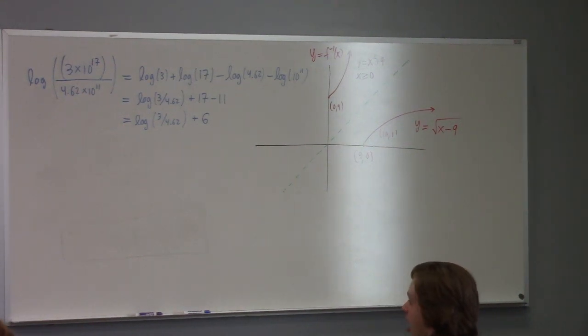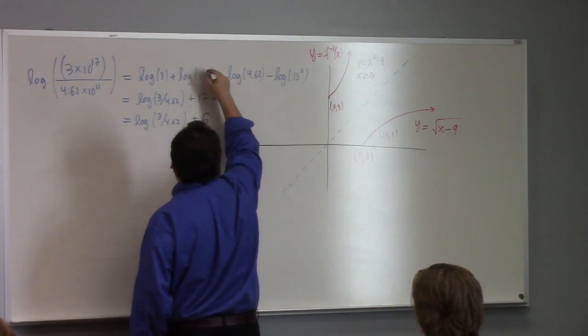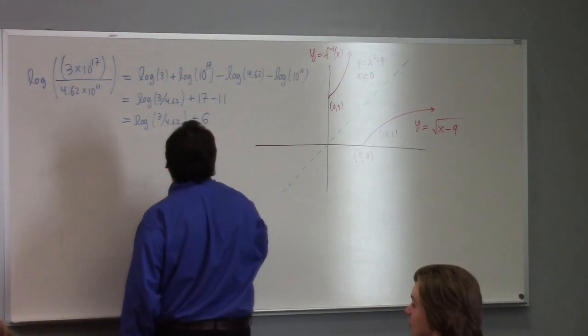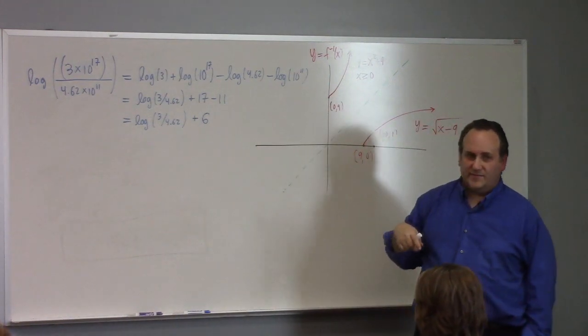Yep. Shouldn't that log in the top equation where it's 17 be 10 to the 17? Oh, yeah, thank you. My bad. Yes, thank you. I'm a dummy. I made a correcting mistake in the next step, so hooray.